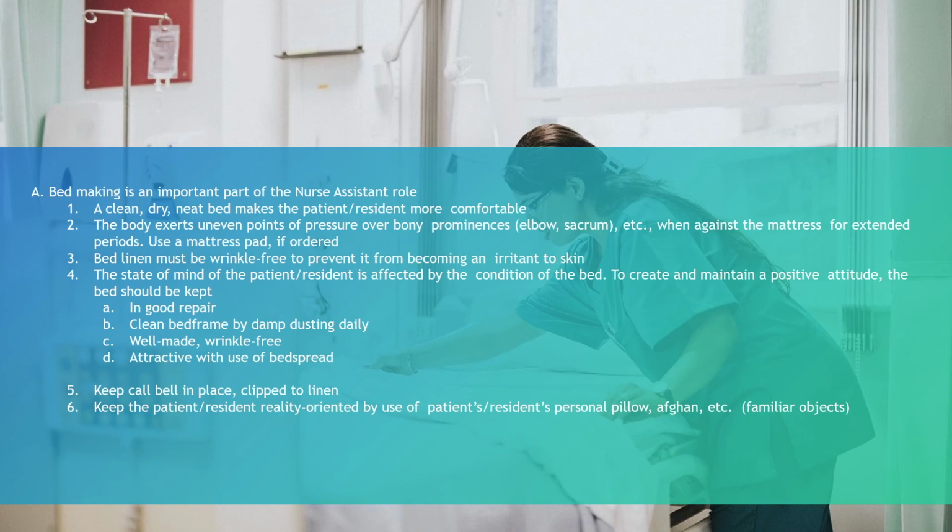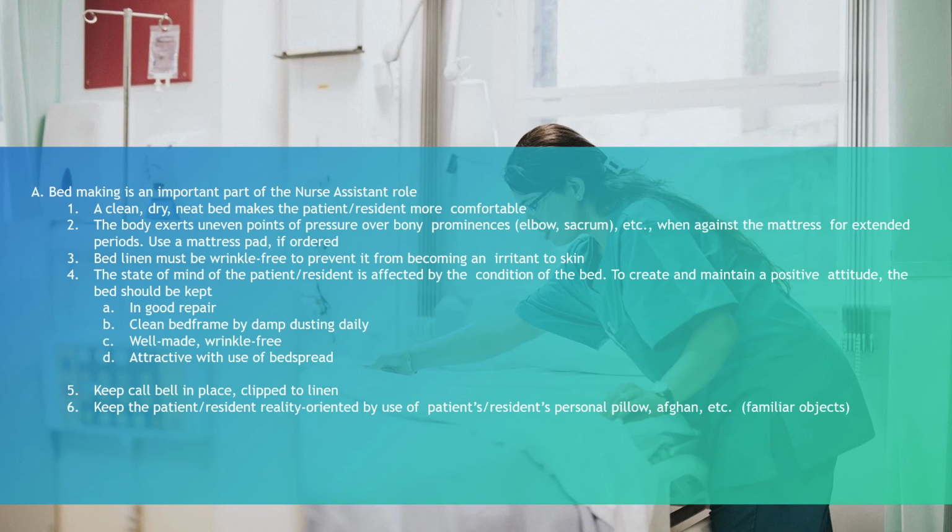The body exerts uneven points of pressure over bony prominences like the elbow or sacrum, etc., when against the mattress for extended periods. Use a mattress pad if ordered. Bed linen must be wrinkle-free to prevent it from becoming an irritant to the skin. The state of mind of the patient or resident is affected by the condition of the bed.